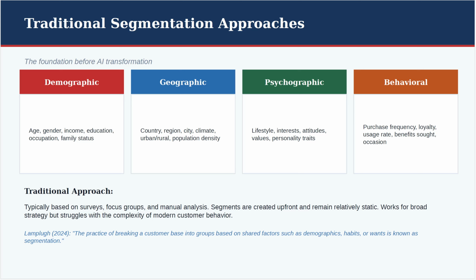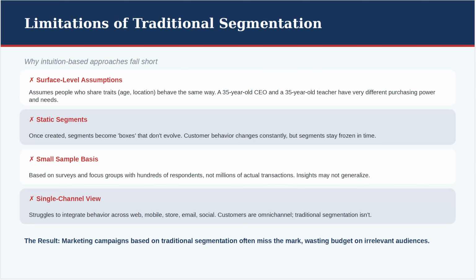So bridge is the AI. Traditional segmentation asks, what do we think customers want? AI segmentation asks, what does the data say customers actually do? So what are the limitations of traditional segmentation?